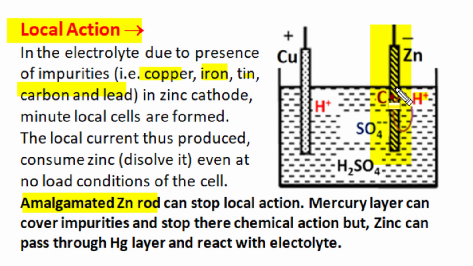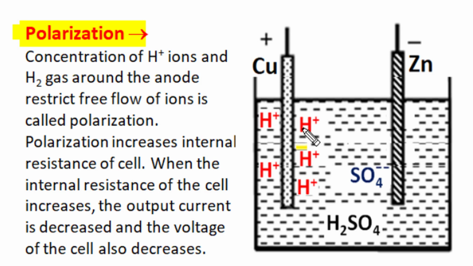So amalgamated zinc rod can stop local action. Polarization is caused by concentration of positive H ions or neutral H2 gas near the anode material, such as copper in a voltaic cell. Neutral H2 gas is insulator in nature and positive H ions repel other positive H ions. So this concentration restricts free flow of ions in the electrolytic solution and that increases internal resistance of the cell.